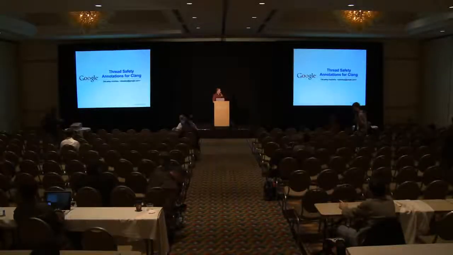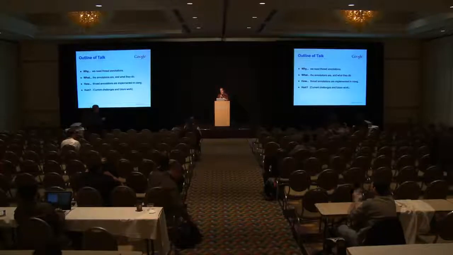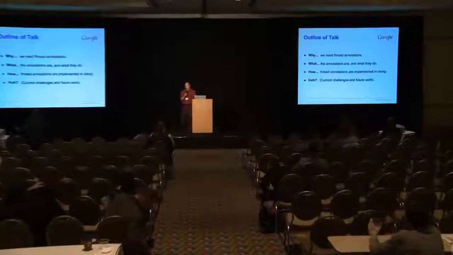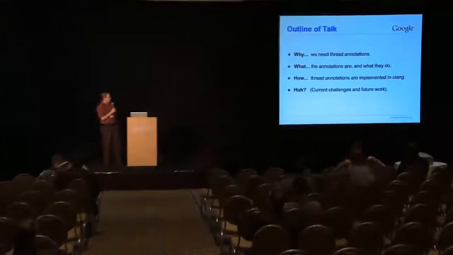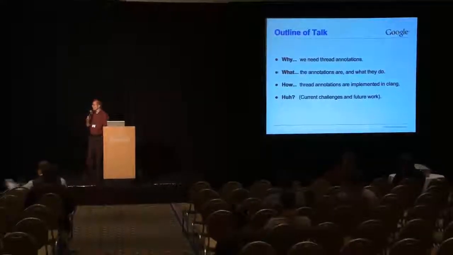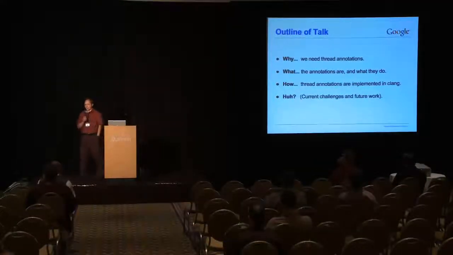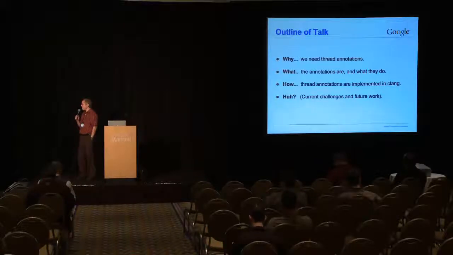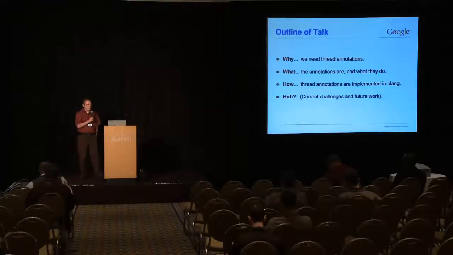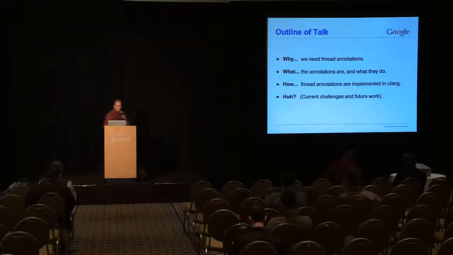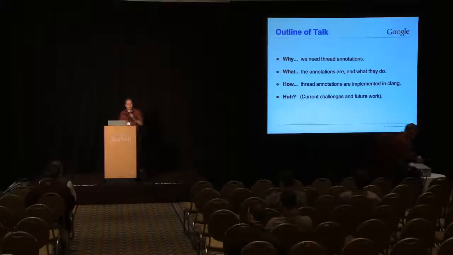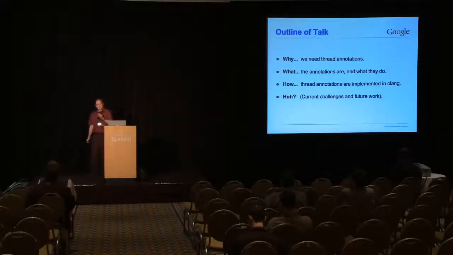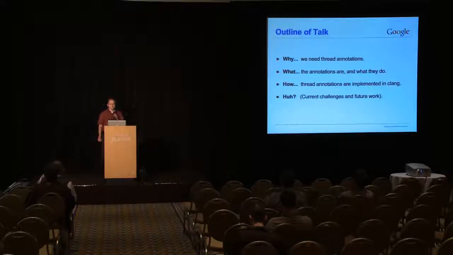Okay, so my talk is going to be divided into 4 questions. I'm going to answer the first 3, which is why we need thread annotations, what the annotations are and what they do, and also how thread annotations are implemented in Clang. The fourth question is stuff that I am confused about, that I hope to receive some feedback from other Clang developers on.